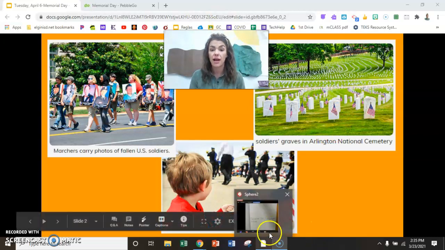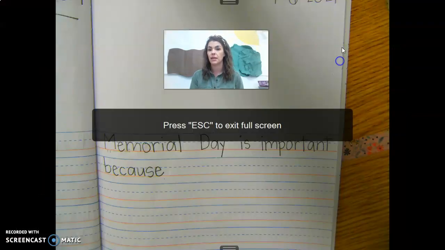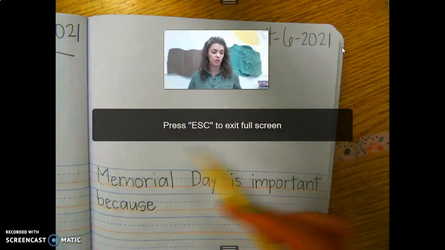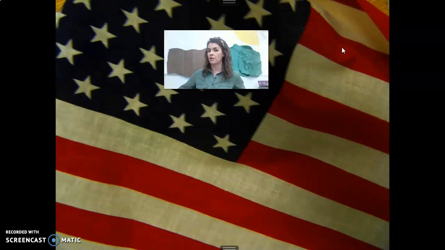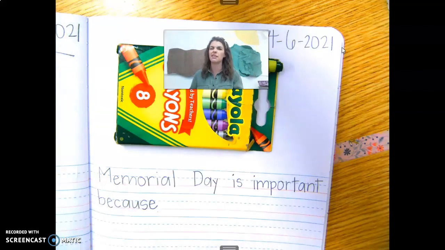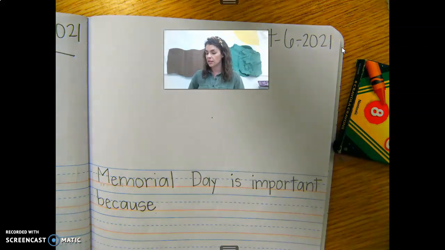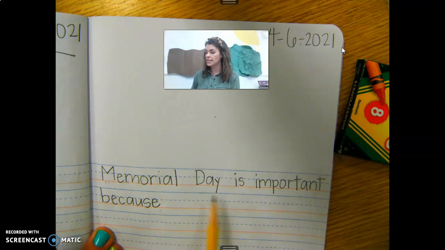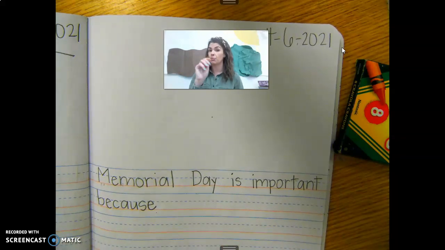When you are done, I want to see your journal. Has the date up top, a beautiful picture with lots of color, especially those red, white, and blue colors. I should see a flag in your picture today. You've got a date, you've got a picture, you've got color, and a sentence teaching me Memorial Day is important because what? At the end of the fact, put your period to end your sentence.